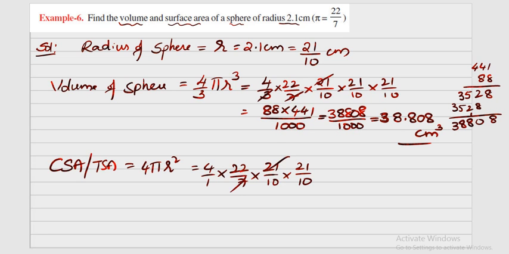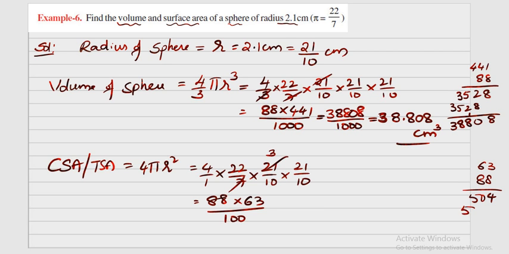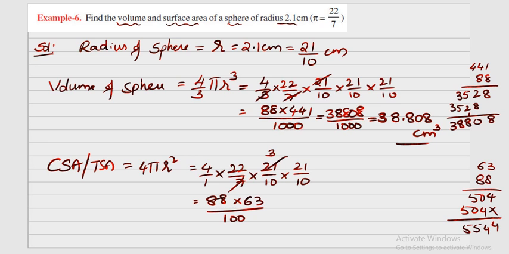Now in the 7 table this goes 3 times. Now 4 22s are 88 into 3 21s are 63, divided by 100. So again on multiplying, 88 into 63: 8 3s are 24, 2 carried, 8 6s are 48, plus 2 is 50. So I am getting 504. Next line also 504. So leaving this place, 4 4 5 5. So what I got here is 5544 divided by 100.